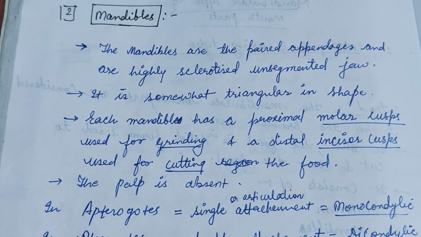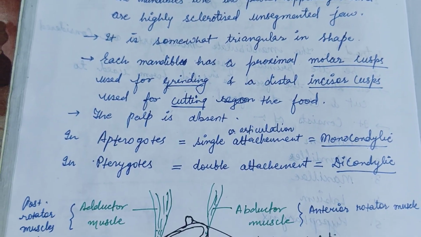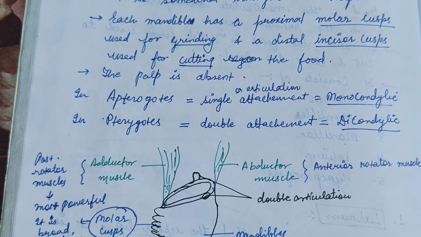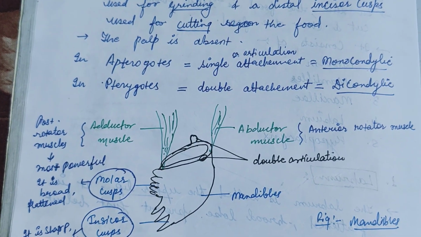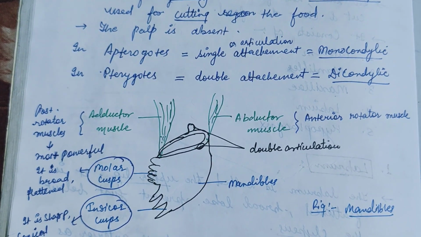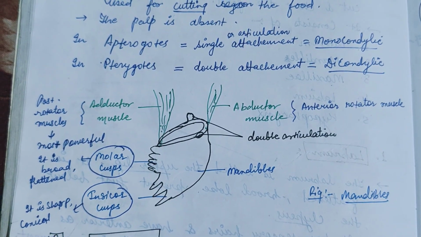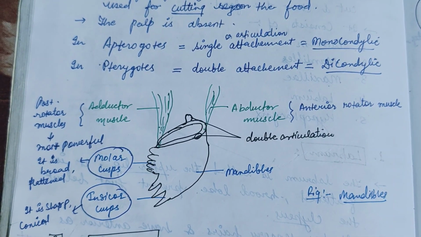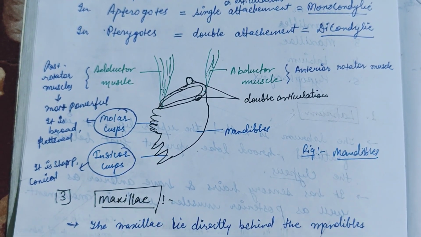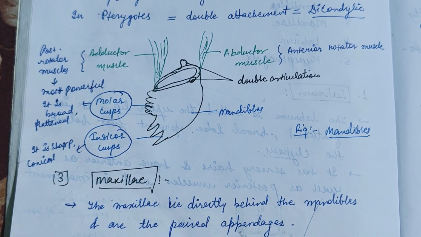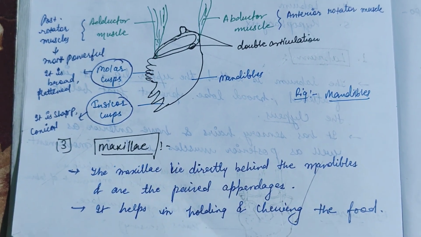Next part is the mandibles. They are paired appendages, a highly sclerotized unsegmented jaw used for the grinding and cutting of the food. In apterygotes, it has a single articulation known as monocondylic, while in pterygotes it has a double attachment known as dicondylic. The presence of wings is known as pterygote, while the absence of wings is known as apterygote. So here is the figure of the mandible, the molar cusps and the incisor cusps.